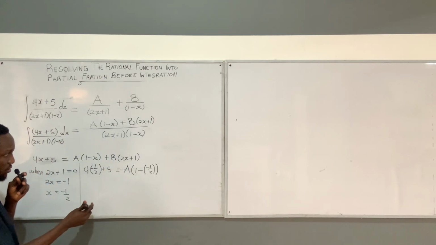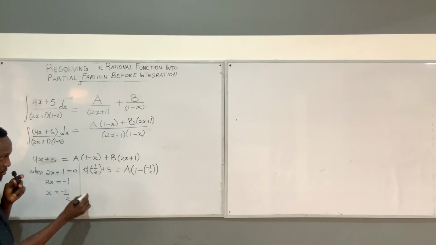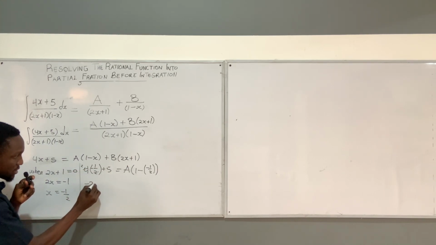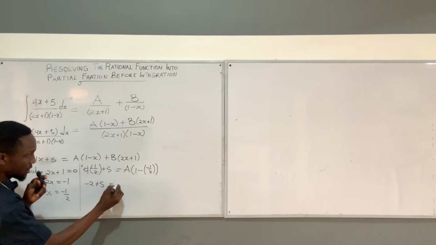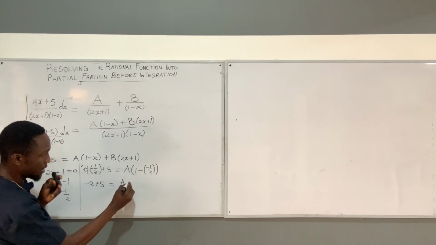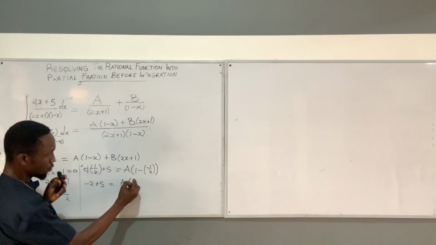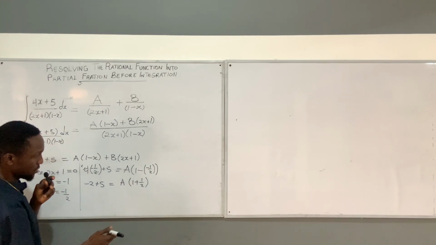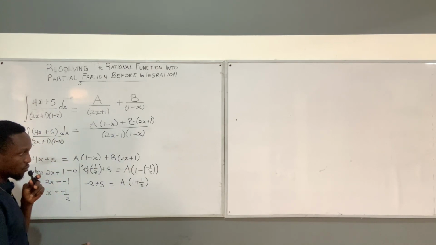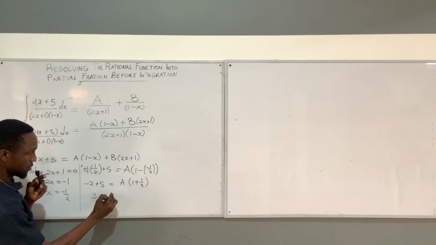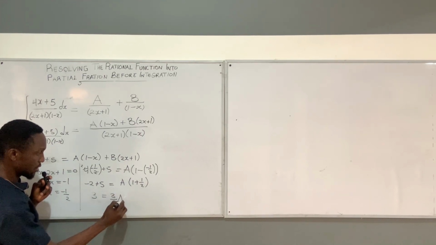So now let's continue. Now these 2 can cancel this. We have 2 here, 2 will multiply. We have negative 2 plus 5, giving us 3. Now when this multiplies this, we have a into 1 plus 1 over 2. Now when we punch this, we are getting what? 3 over 2. So therefore we have 3 equals 3 over 2 a.